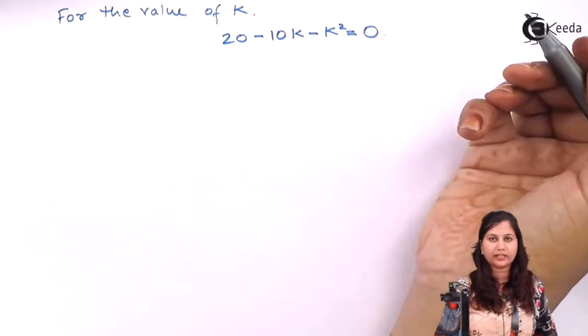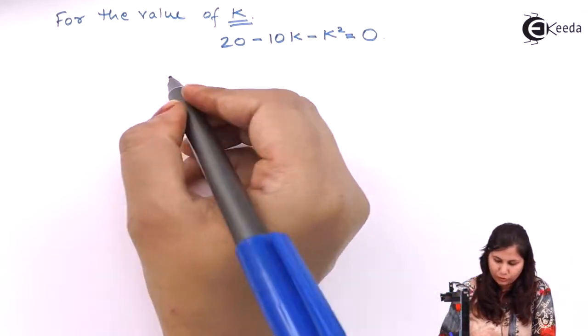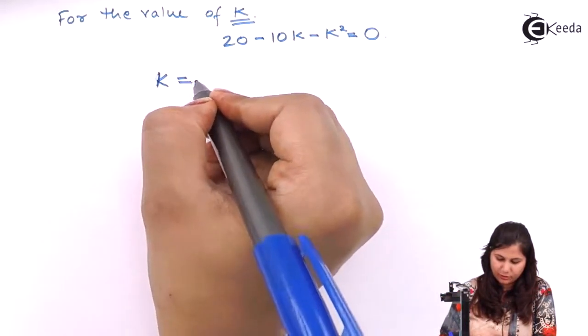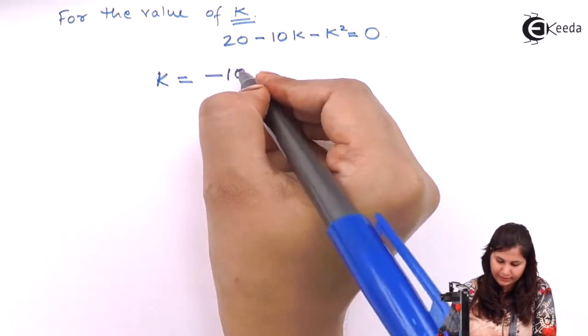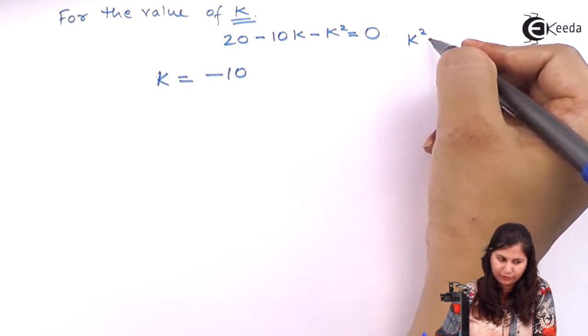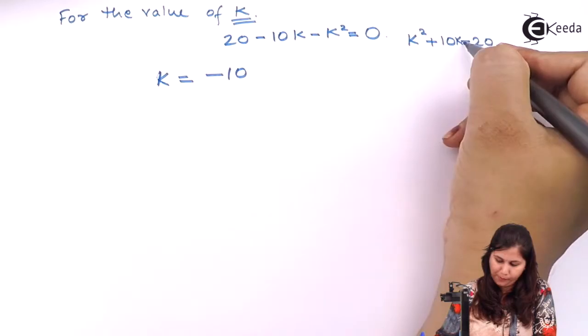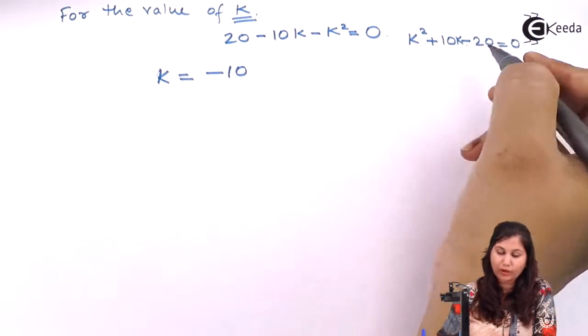Greater than 0, or we can equate this to 0 to obtain the value of k. So k is equal to minus 10, because it is a quadratic equation. This is a quadratic equation.